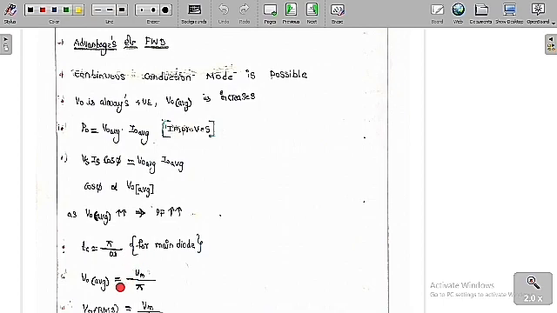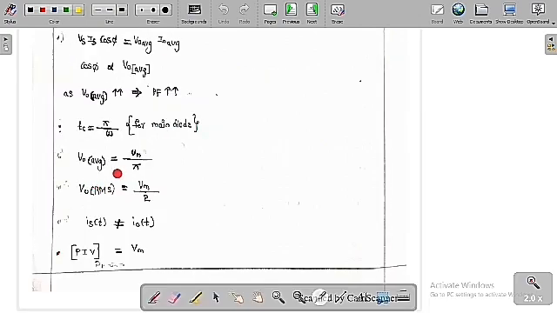And if you want to know the average value of the output voltage, because there is only one pulse from 0 to pi, its value is equal to Vm by pi. So Vm by pi is the output average value, whereas the output RMS value is equal to Vm by 2.